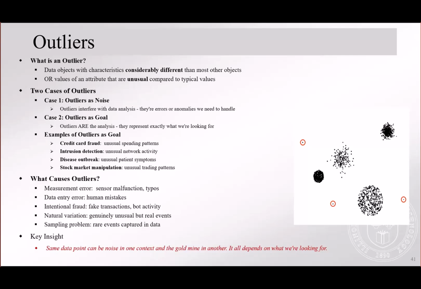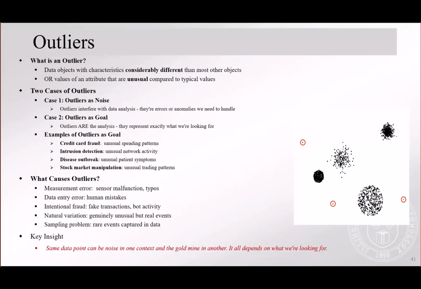Or it can be values of an attribute that are unusual compared to typical values for that attribute. For example, we have 10,000 dollars in transactions on a credit card that usually sees $50 purchases. Okay? Here's what gets interesting.